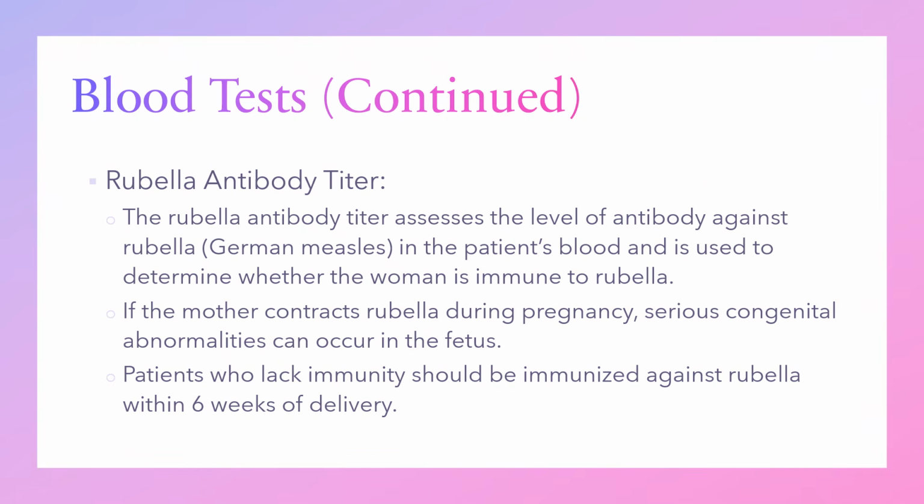Next, we have the rubella antibody titer. Rubella is a titer that assesses the level of antibody against rubella, which is German measles, in the patient's blood and is used to determine whether the woman is immune to rubella. If the mom contracts this during pregnancy, serious congenital abnormalities can occur in the fetus. Patients who lack immunity should be immunized against rubella within 6 weeks of delivery. So after delivery. We talked about this just a little bit ago. Moms can't have this shot while they're still pregnant because it can harm the baby.